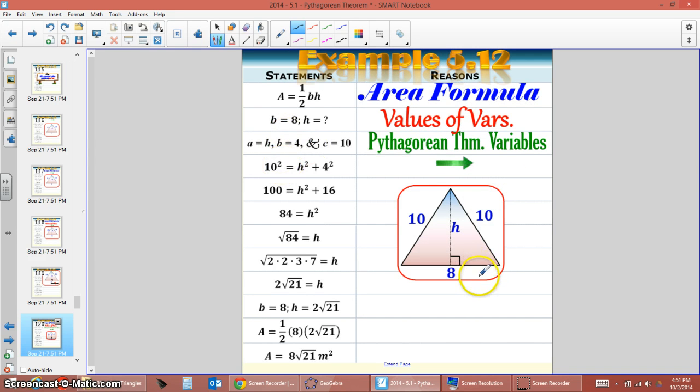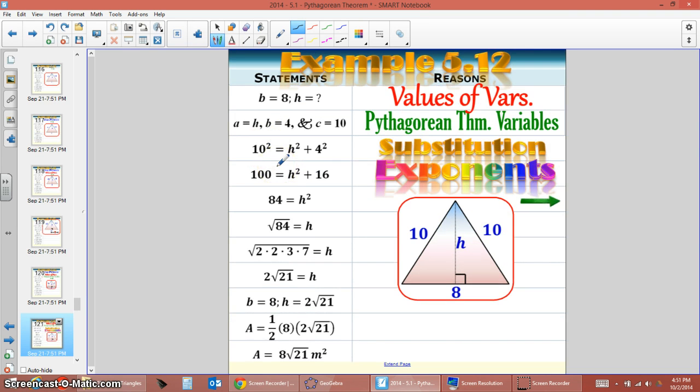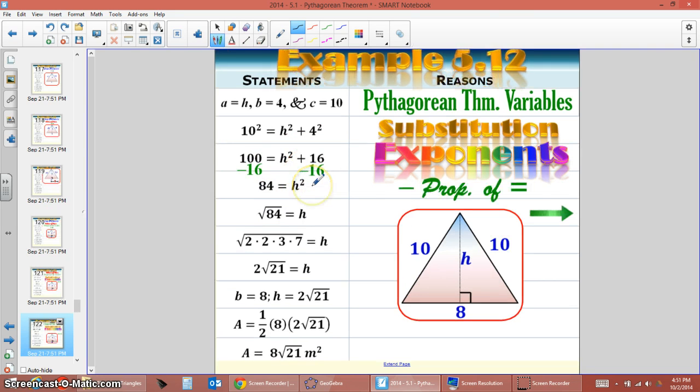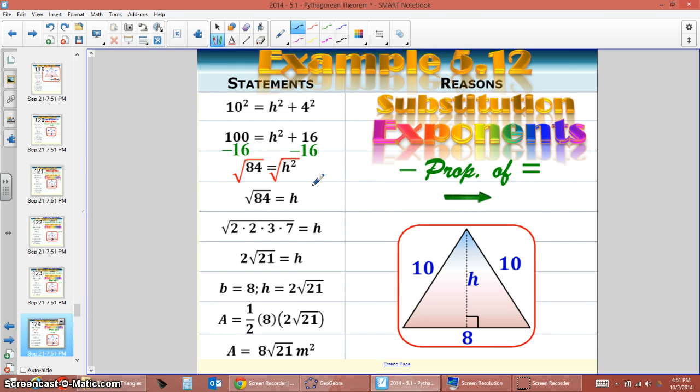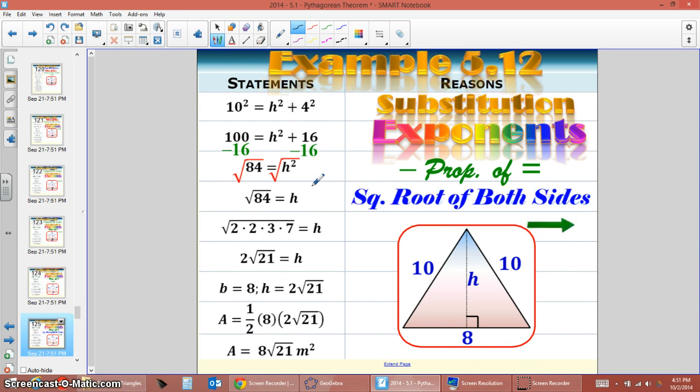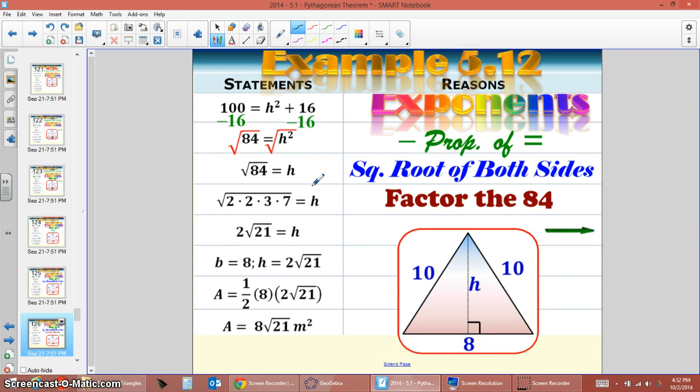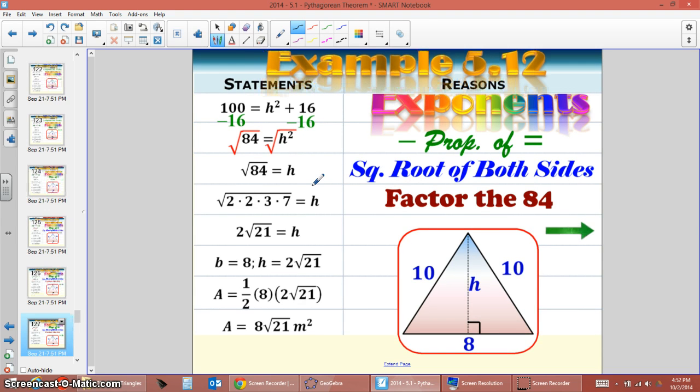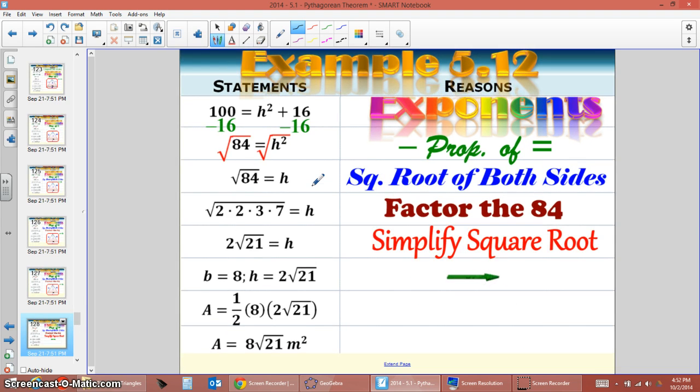So I have 4 here, h, and 10. So I plug them in to the theorem. And I say 10 squared equals h squared plus 4 squared. Well, that's here. I subtract 16 over. And when I do that, I end up with the square root of 84. Well, I can simplify that a little bit, and I can get a pair of 2's. So I pull out the pair of 2's. Right here, I pull the 2's out. And now I'm left with 2 root 21 as h.